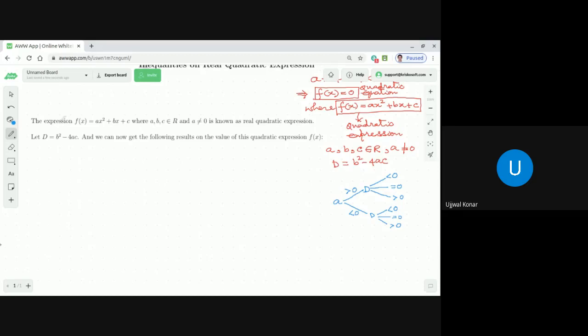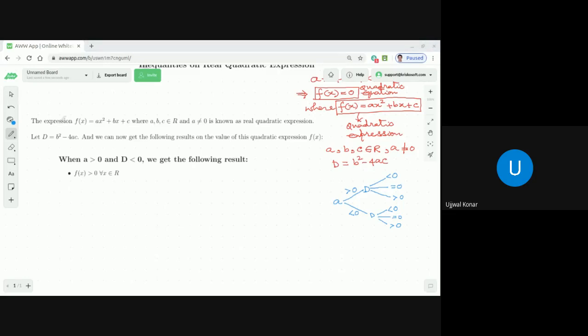The first case we are going to consider is when a is greater than 0 and d is less than 0. Then one thing for sure, dear students, is that the value of f(x) will always be greater than 0. What we can say is that f(x) is always greater than 0 for all x belongs to R.